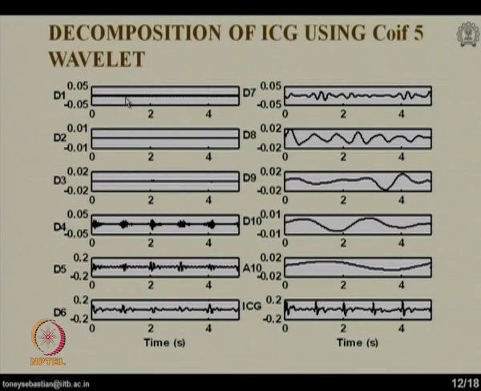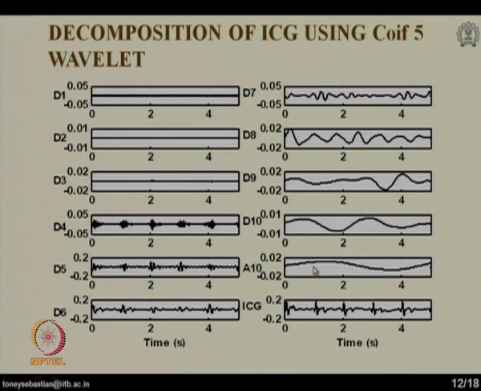Here you can see detail 1 and detail 2 do not have much component, and detail 3 also does not have much, because we have components only up to 20 hertz. These are high frequency components; we do not have any signal or artifact in this area. From the fourth detail onwards, we have signal components: 5th, 6th, 7th, up to 10, all the details and approximations. This is an ICG recorded under breath hold condition, so it has no artifact, only purely signal components. So all the 10 details and approximations have signal components.